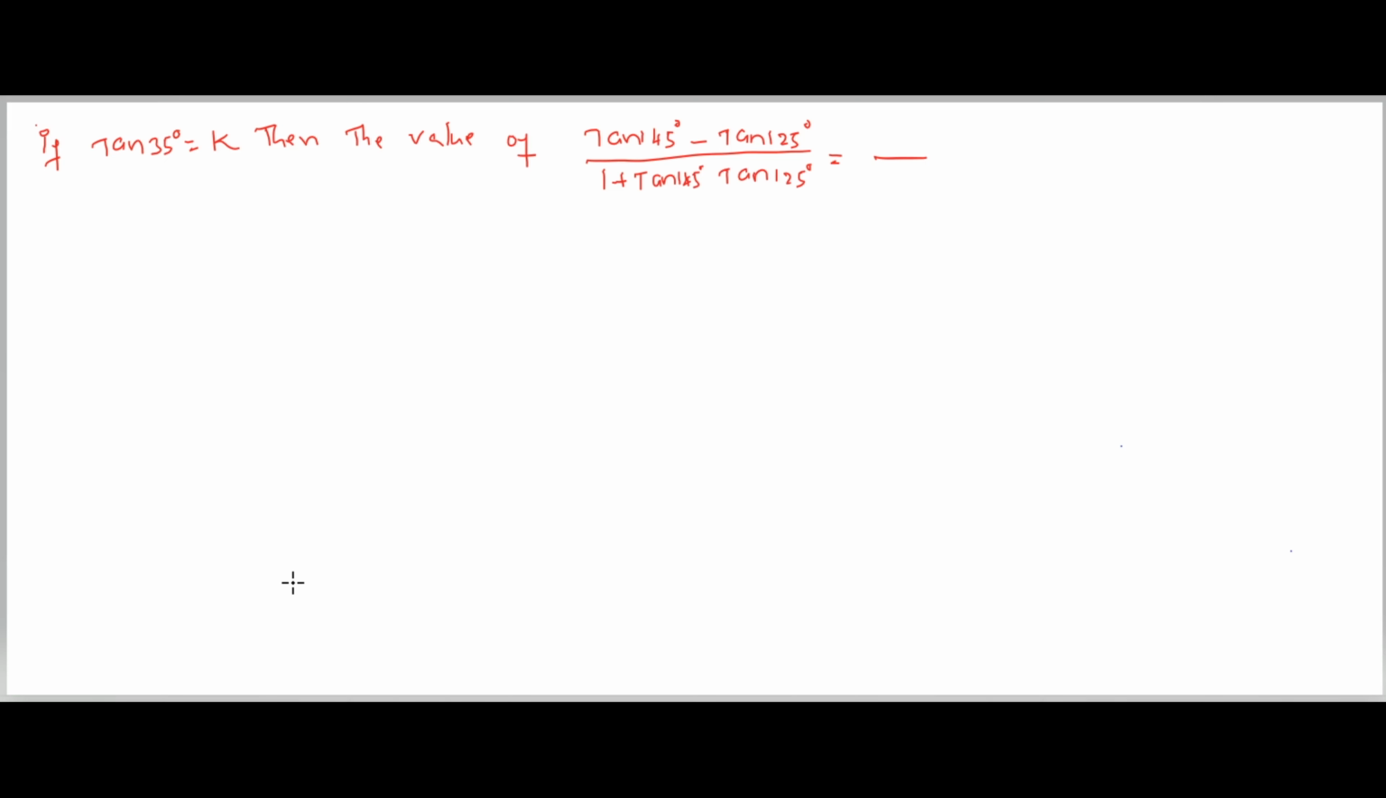If tan 35 degrees is equal to k, then the value of (tan 145° − tan 125°)/(1 + tan 145° tan 125°). Here it is given tan 35 degrees is equal to k. So now first we find the value of tan 145 degrees. Tan 145 is written as tan of 180 minus 35. Tan of 180 minus theta lies in the second quadrant. In the second quadrant, tan is negative, that is minus tan 35 degrees, that is equal to minus k.